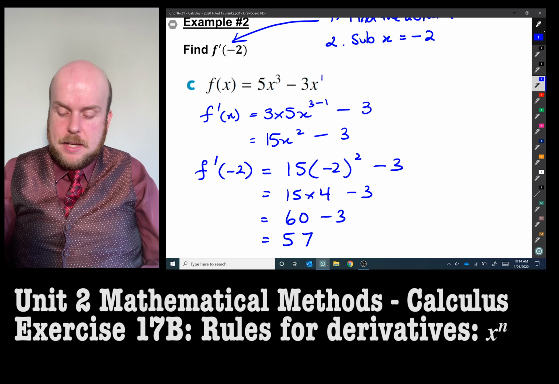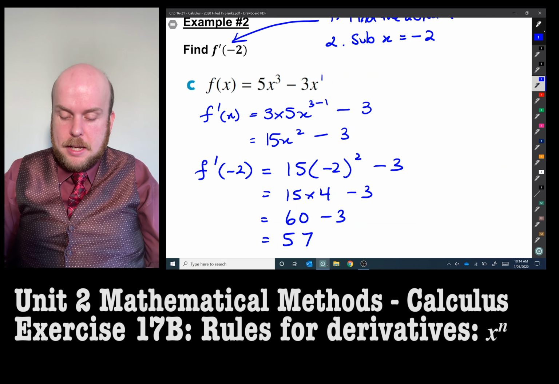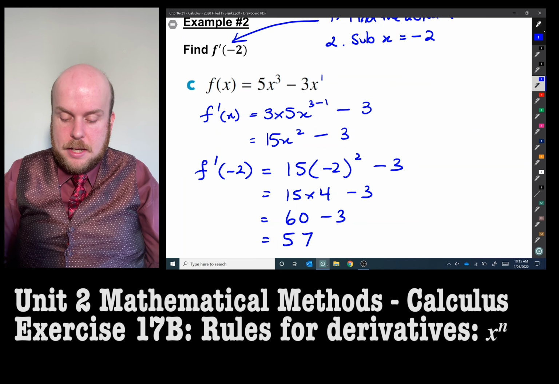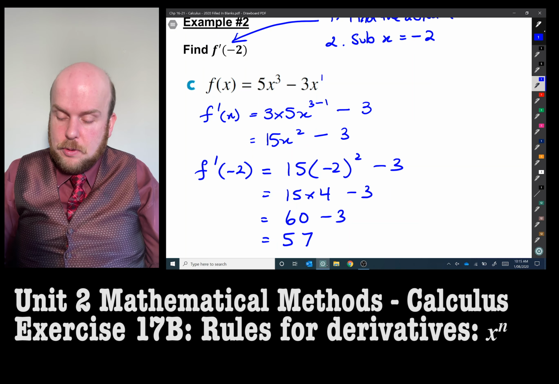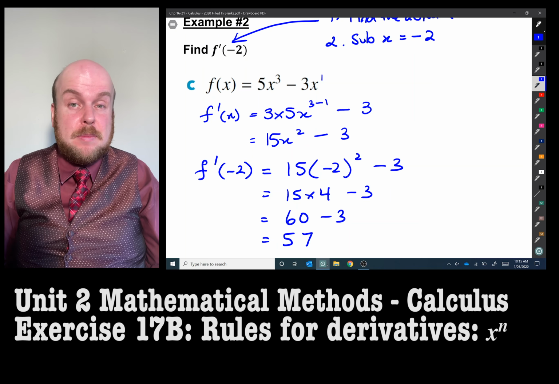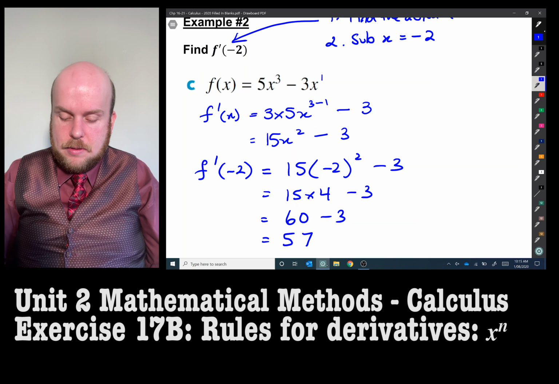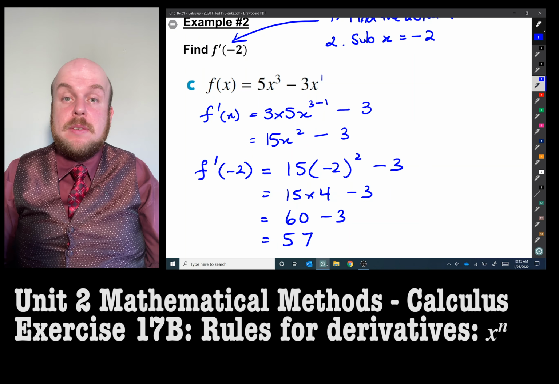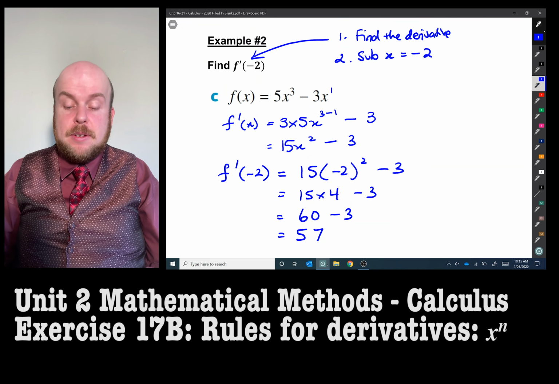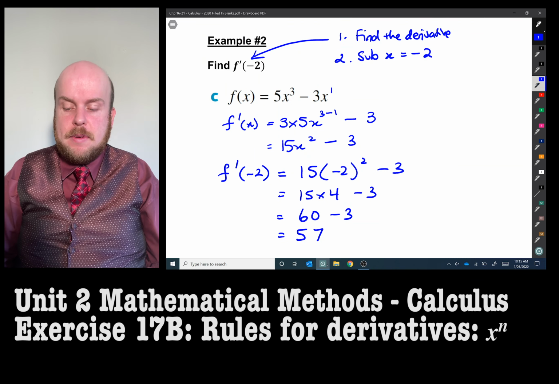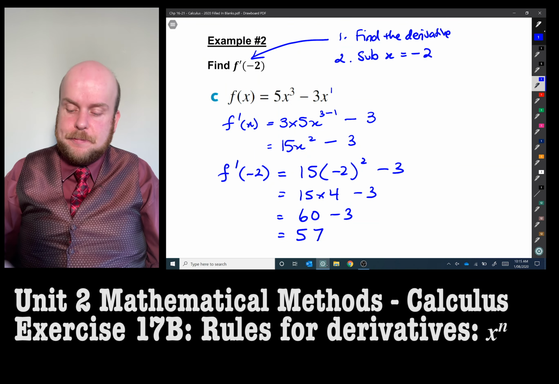So we get 15 multiplied by negative 2 squared minus 3. So negative 2 squared is equal to 4. So 15 times 4. 15 times 2 is 30. 30 times 2 again is 60. Take away 3. You get 60 take away 3, which is 57. As a final statement, as a reminder, find the derivative first, then substitute.